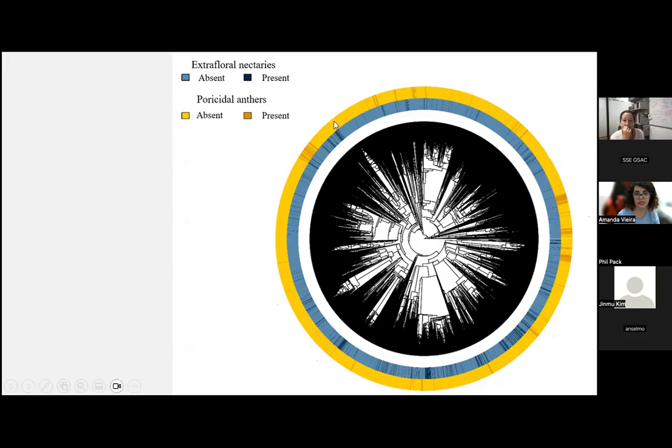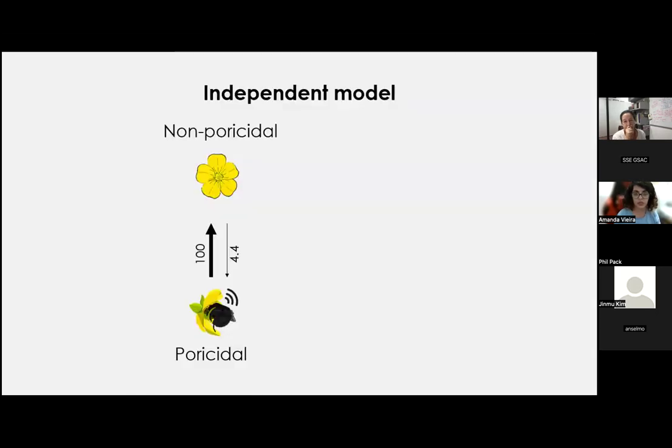And in yellow and orange, we have the poricidal anthers. In light orange or yellow, we have the absence of poricidal anthers, so plants that don't require this buzz-pollination. And in orange, we have buzz-pollinated plants. So again, this is all widespread on the phylogenetic tree, with multiple independent evolutions. So we wanted to test if there's a correlated evolution between extrafloral nectaries and poricidal anthers.